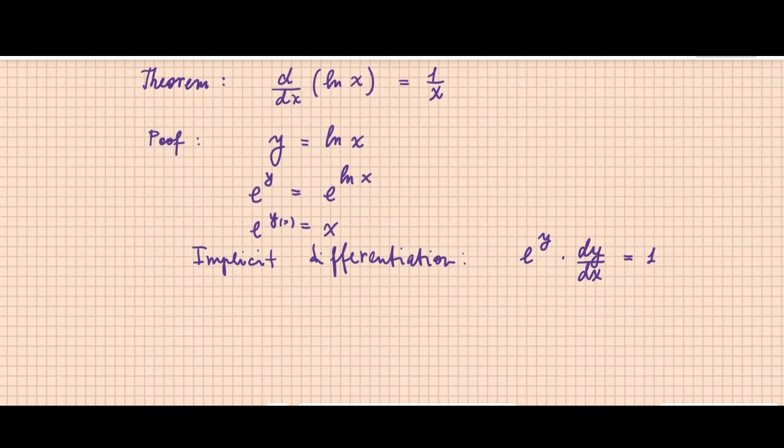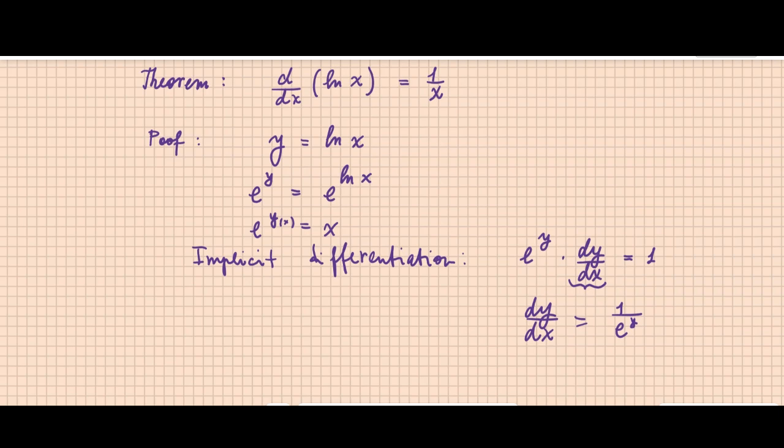Now guys, what I'm going to do? I'm going to solve this equation for dy dx, which is the derivative which I'm searching for, right? What is dy dx? Well, if I divide both sides of this equation by e to the power of y, I'm going to get dy dx. So dy dx equals 1 over e to the power of y. Now guys, I'm going to do one more step. What is actually e to the power of y?